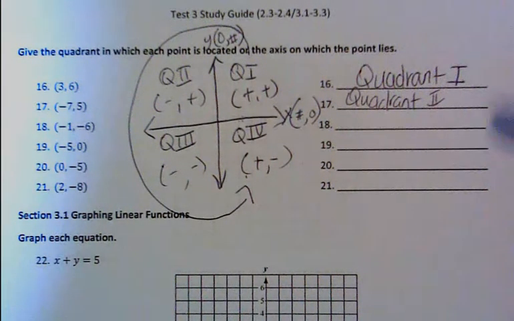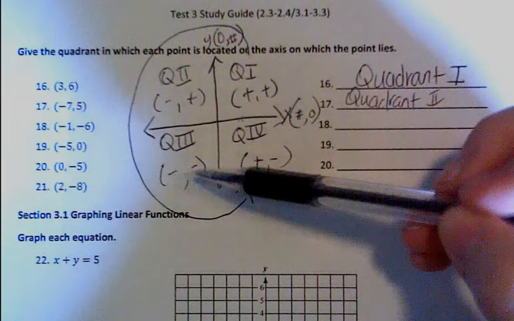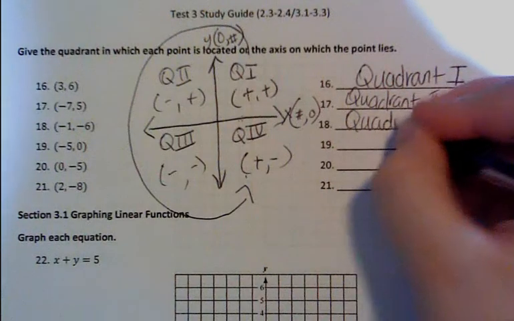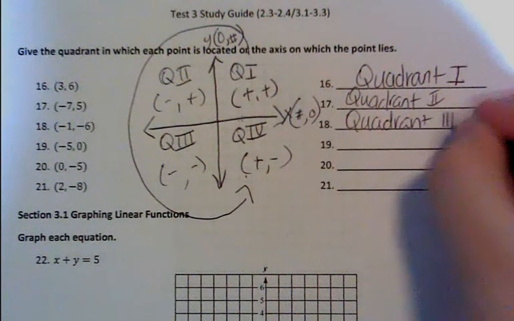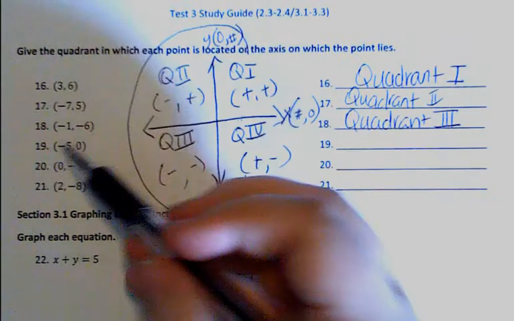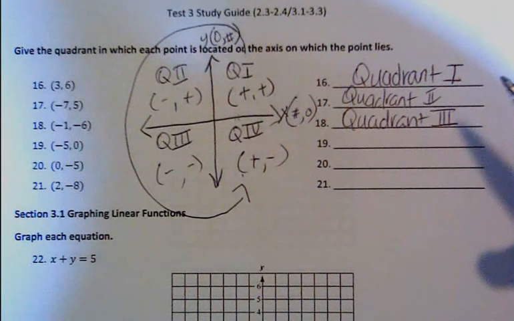Okay, number 18, we've got a negative, negative. It's going to lie in quadrant 3. And then number 19, we have a negative 5, 0. Well, that 0 indicates to us that it's going to lie on an axis and not be in a quadrant.